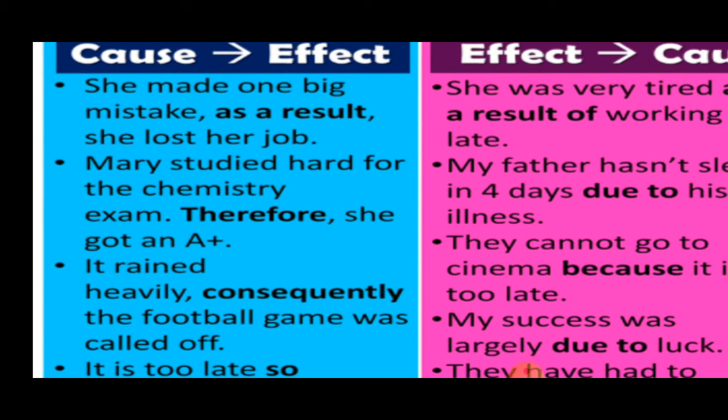So, what she did first was she made a mistake. And what happened as a result? She lost her job. Mary studied hard for the chemistry exam. Therefore, she got an A+. So, what happened first? Mary studied hard first and the result was she got an A+.